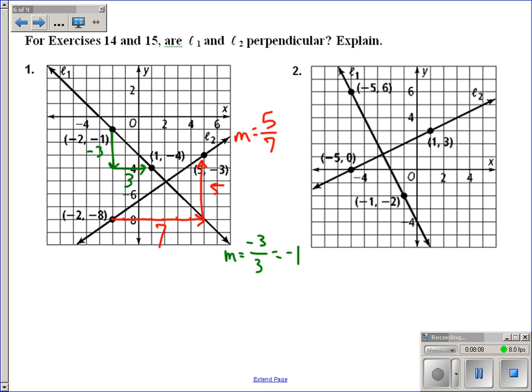Now, these slopes are not negative reciprocals of each other. So using my method, I'd say no, they're not perpendicular. Using the book's method, you would multiply them together. 5/7 times -1 is equal to -5/7, which is not -1, and so these lines are not parallel. Sorry, not perpendicular.